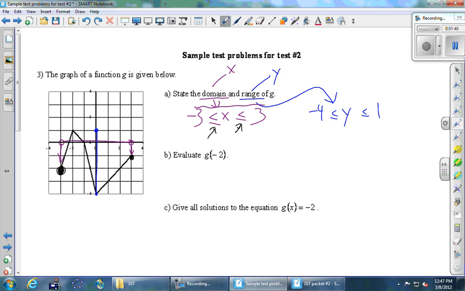Part B, evaluate g of -2. Anything that appears in the parentheses you can think of as an x. So we are looking for x equals -2, which happens right here. Find the point that's on the line or the curve that's either above or below -2. In this case, you go down, you don't see anything, so don't go down. Go up until you find the curve, which is here. And then we're interested in the y value, so either look left or right to find the y-axis. And the y value in this case looks like it's 1. So g of -2 equals 1.